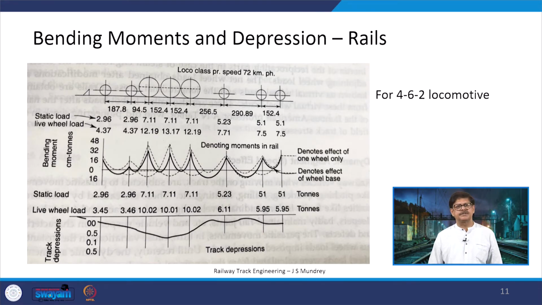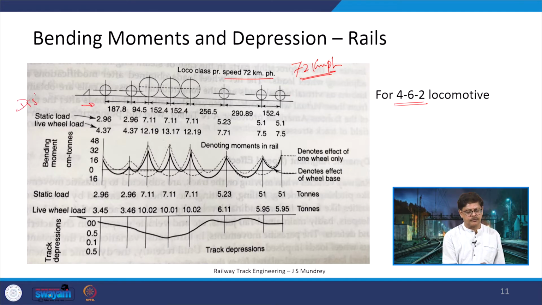Now, let us look at this figure which is taken from Railway Track Engineering by J.S. Bondre, and this is created for a locomotive defined as the 462 locomotive. We have also discussed these nomenclatures previously. The permissible speed is given as 72 kilometers per hour. So, for this 72 kilometers per hour speed, the bending moment and the deflections have been looked at. Here 462 means 2 axles and 4 wheels, and then this is 3, so there are 6 wheel conditions, likewise this is provided.